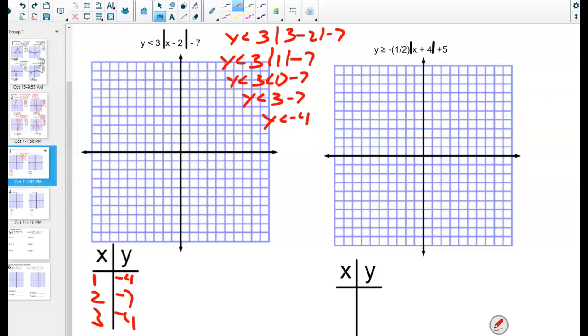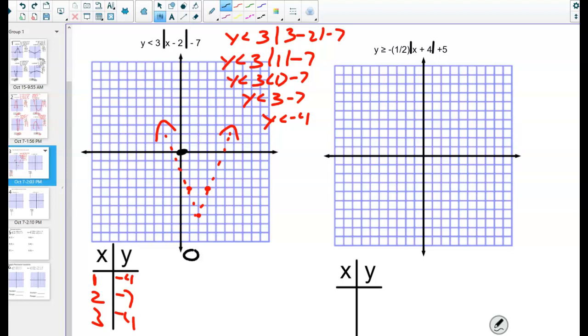Now, when it's a less than sign, once I put my 3 points in, 2, -7, 1, -4, 3, -4, it's a dotted line. Okay? Now, when you go to shade, I'm a big fan of using 0, 0. If 0, 0 is true, you shade where the 0, 0 is. If 0, 0 is false, you shade away from the 0, 0.